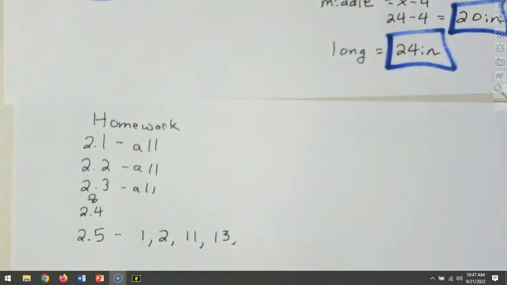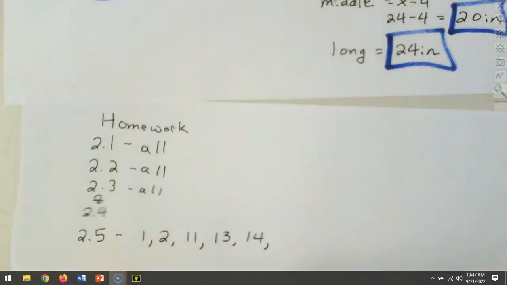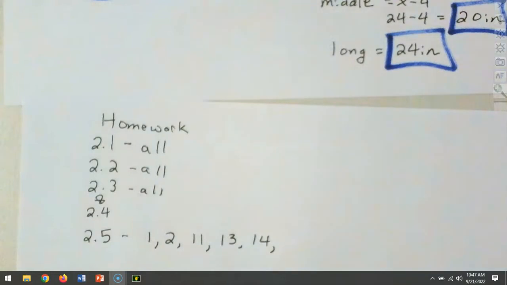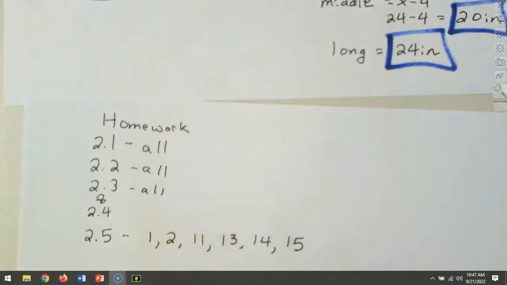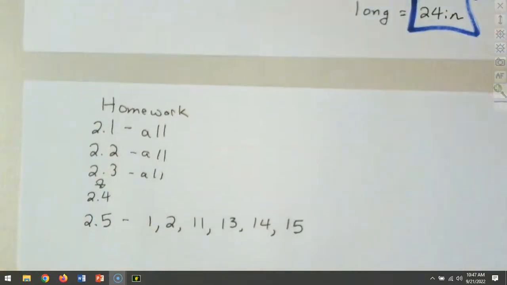Okay, 14, you can do that one. Looks like. And let's see, 15. Yep, you can do 15 as well. So those are the only ones that you can do out of 2.5. So you can do all of 2.1, 2.2, 2.3, and 2.4, which are combined together, and 2.5.